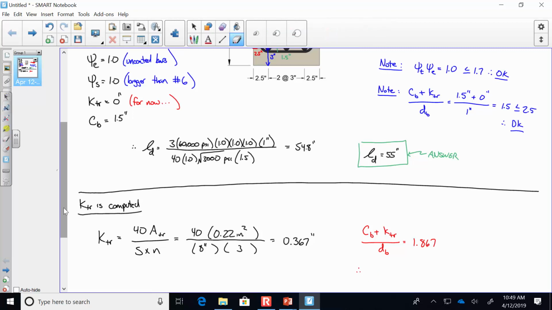Now what I want you to do is compute an updated development length. So what happens to your development length if you replace this 1.5 with 1.867? What do you get? Smaller number. No, really, what is it? I'm curious to see what the value comes out to be. 40, but essentially 44 inches. Now, do I have a second on that?